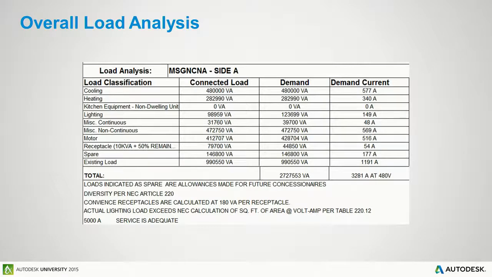Another thing that they're going to say is, well, I don't like Revit telling me what my demand has to be. Hey, you can set that. The demand factors are part of the engineering settings. It has some out-of-the-box settings, but you can go in and modify those to whatever setting you would like them to be. But you can see on here I've got cooling, heating, kitchen equipment, lighting, miscellaneous continuous, miscellaneous non-continuous, motor, receptacle, spare, even existing load. So I can do everything that the Excel spreadsheet can, and I can do it faster.